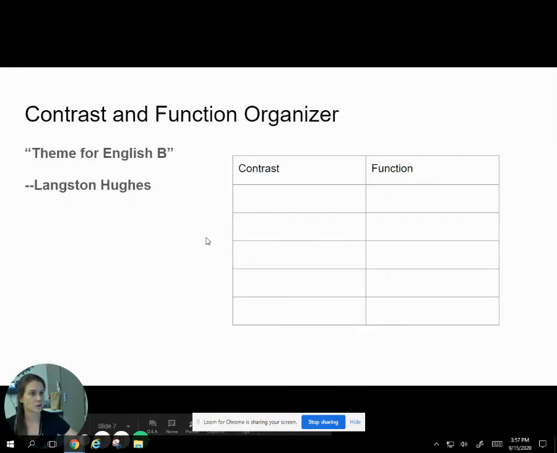So what you guys are going to be doing is trying the same thing. You're going to be reading Theme for English B by Langston Hughes. And what I'd like you to do is read the poem, annotate the poem, do what you need to do to understand the poem. And then I want you to make this chart just off to the side of the poem or on the back of the paper. I want you to try to list out at least 5 or 6 contrasts that you noticed and write out what you think the function or the effect of those contrasts is. And we will bring this back to class and discuss it next time.